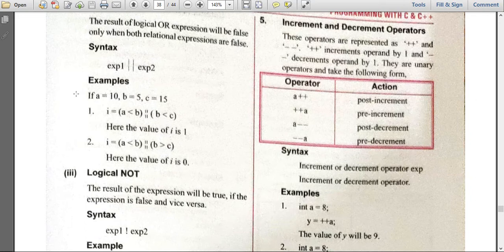Increment and decrement operators. The name itself describes it. The increment operator will increment the value by 1. So plus plus is an increment operator, minus minus is a decrement operator. Plus plus means the value is incremented by 1, minus minus means the value is decremented by 1.